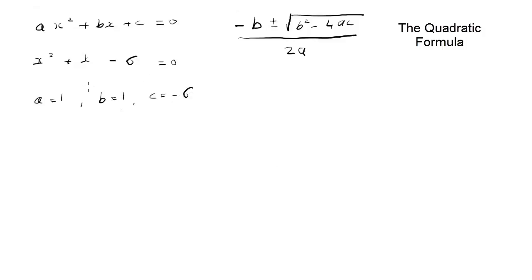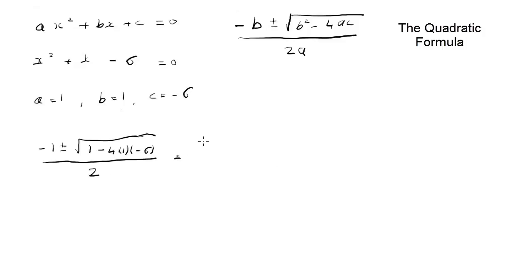Now, we want to find the x that we put in that will make this equal to 0. So let's give it a try. Let's use our formula. So minus b, so that's minus 1, plus or minus the square root of b squared, so 1 squared is just 1, minus 4ac, so that's minus 4 times 1 times minus 6. And then we divide this by 2a, so that's just 2 times 1.